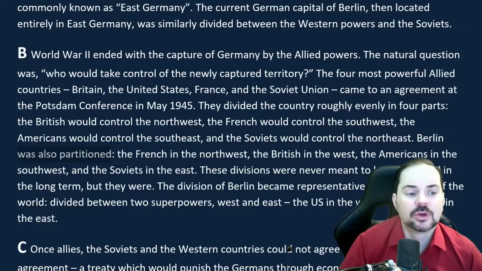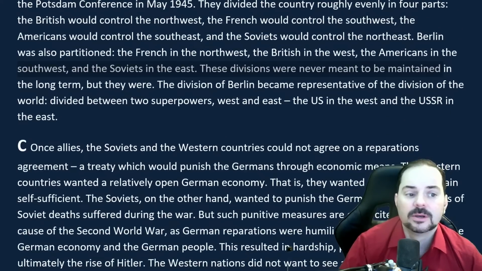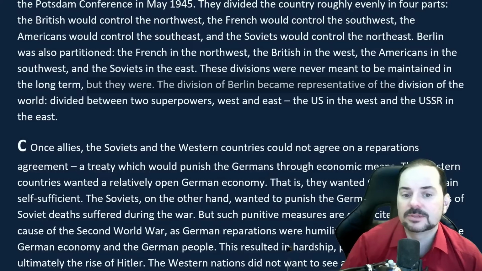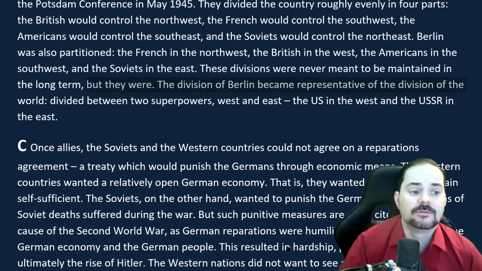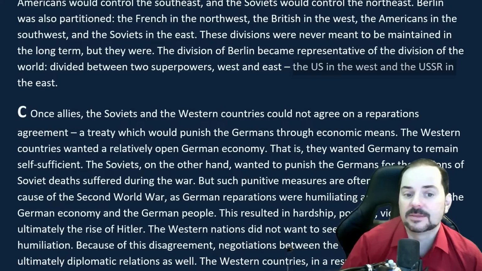Berlin was also partitioned. The French in the northwest, the British in the west, the Americans in the southwest, and the Soviets in the east. These divisions were never meant to be maintained in the long term, but they were. The division of Berlin became representative of the division of the world, divided between two superpowers, West and East. The US in the West and the USSR in the East.